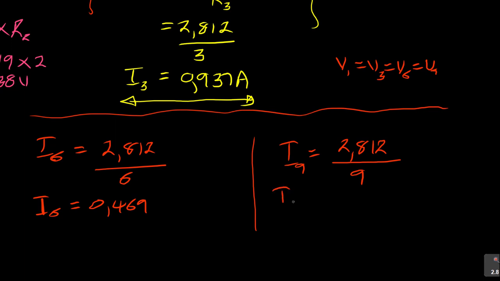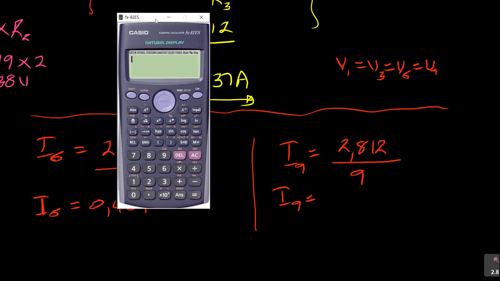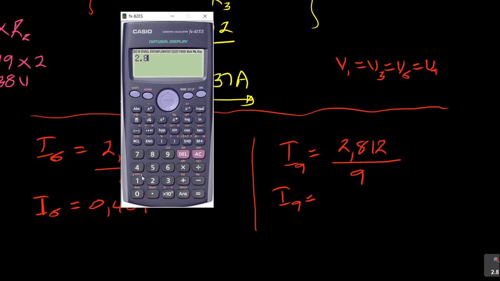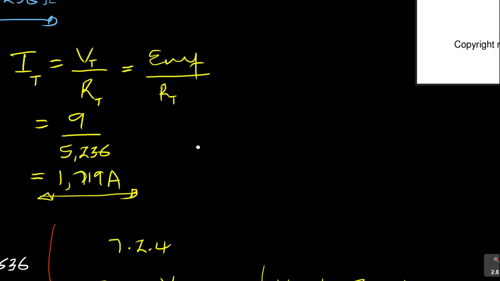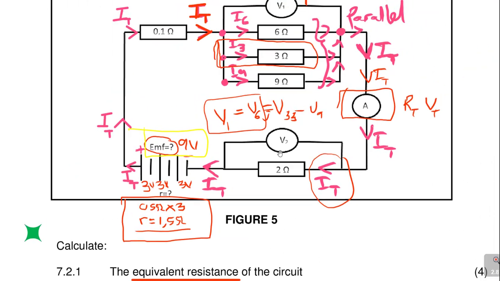0.469. What about the I9? It will give me what? So the I9 will be 2.812 over 9. Then it gives me 0.312. We are measuring current, all of them is in amps.